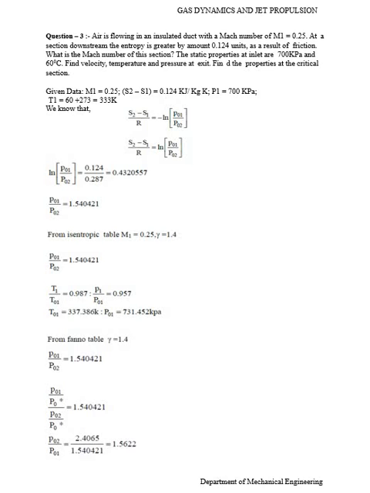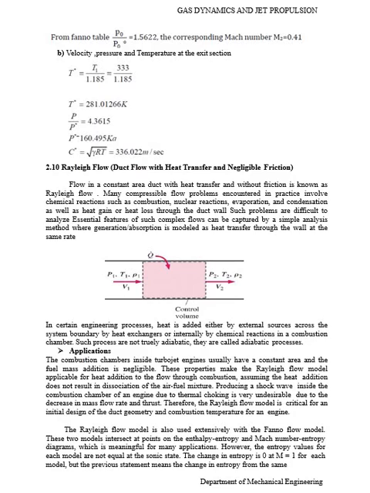From the Fanno table, gamma equal to 1.4. At gamma equal to 1.4, P01 divided by P02 is equal to 1.54. Then P01 divided by P0 star divided by P02 divided by P0 star equal to 1.54. Therefore P02 divided by P01 equal to 2.4065 divided by 1.54, which gives P02 divided by P0 star equal to 1.5622. From the Fanno table, P0 divided by P0 star is equal to 1.5622. The corresponding Mach number M2 equal to 0.41.